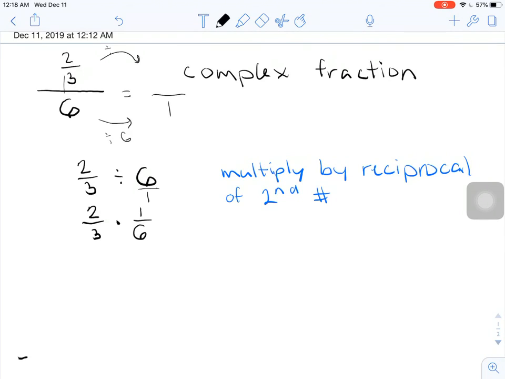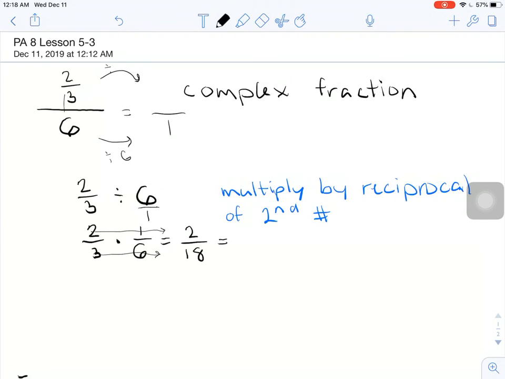So now I can go through and figure out what that is. We multiply straight across. So 2 times 1 is 2. 3 times 6 is 18. Now this fraction is looking a lot better because I no longer have a fraction inside a fraction. Now I can reduce that. So 2/18, we can divide both the numerator and denominator by 2, and we can reduce that down to 1/9.